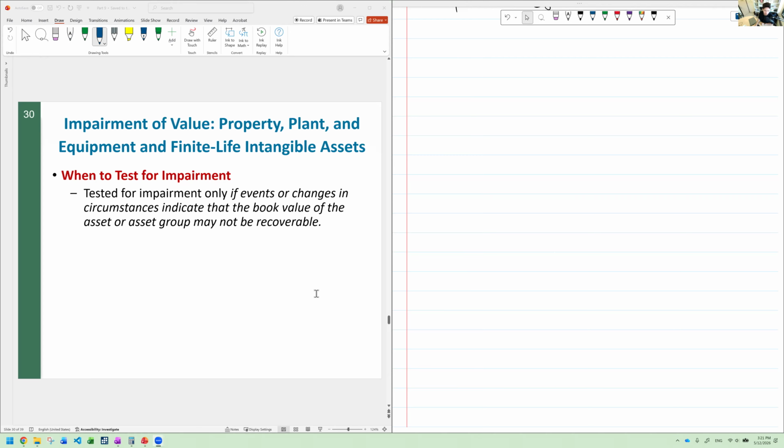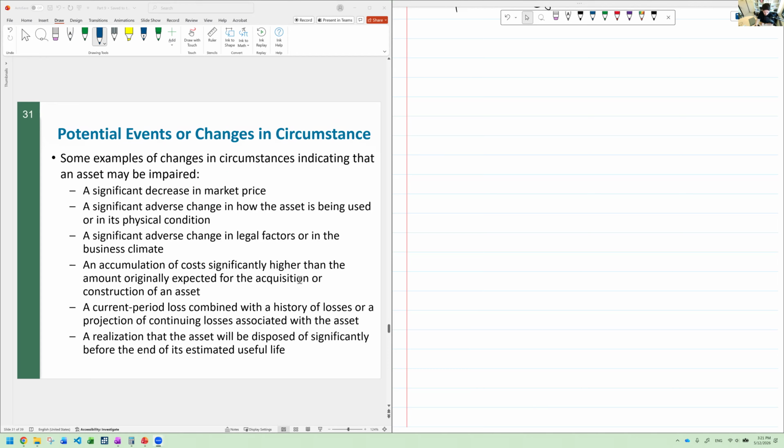Some of the circumstances include a significant decrease in the market price for that long-term asset, or a significant adverse change in how the asset is being used or in its physical condition. So basically, in any circumstances where the management or the company thinks that this particular long-term asset lost value, they are required to conduct this impairment test first to determine whether or not it is subject to an impairment loss, and number two, by how much, the extent to which the particular long-term asset lost value.